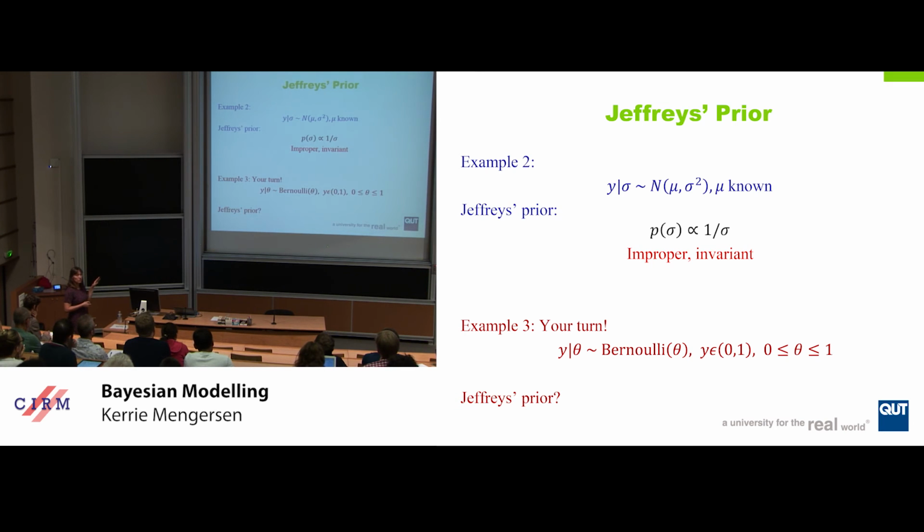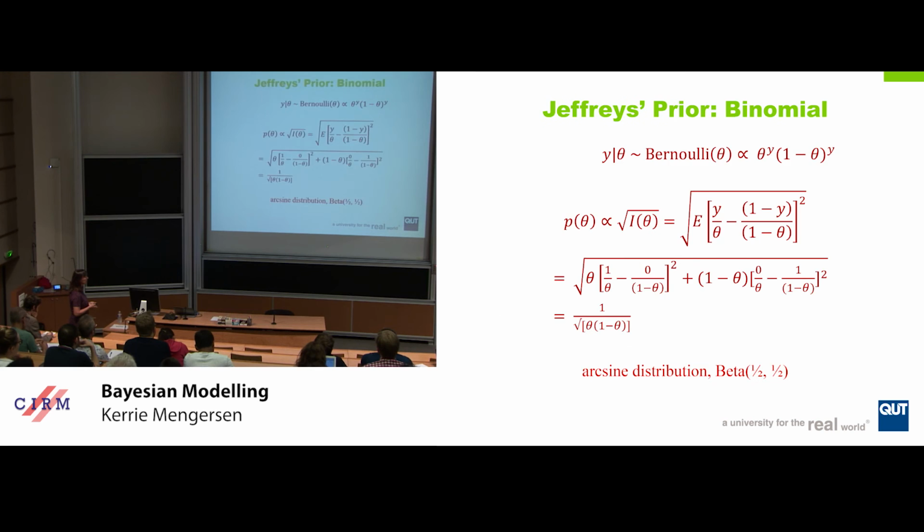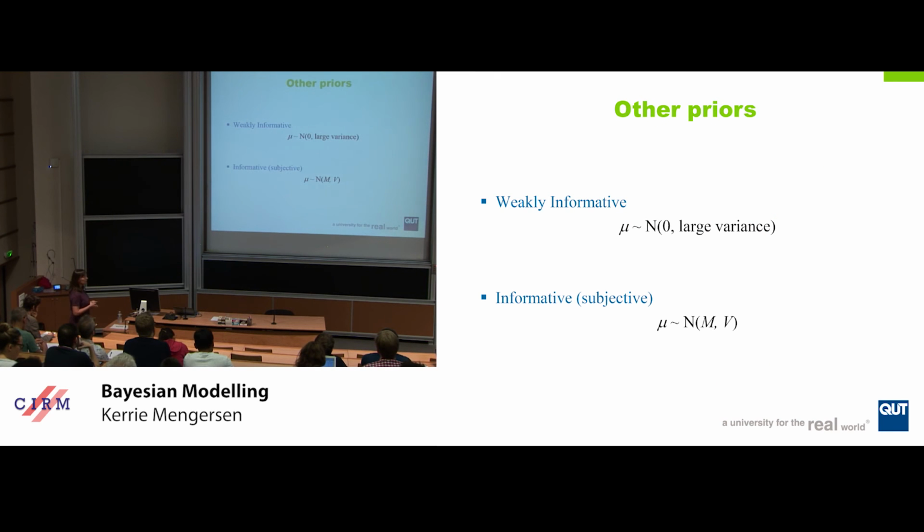I'll leave this for you to think about, but what would be a Jeffreys prior for a Bernoulli case? So that's some homework. Just what would that be? Okay. All right. So other priors that we might have are a weakly informative prior, which I was talking about.